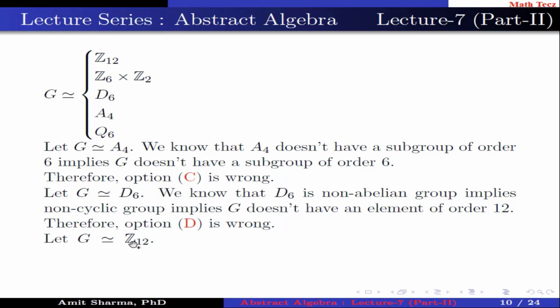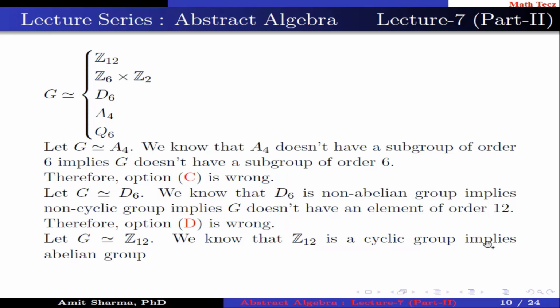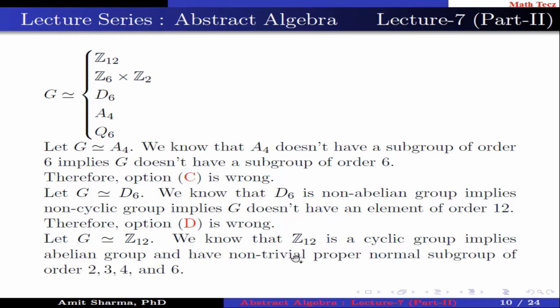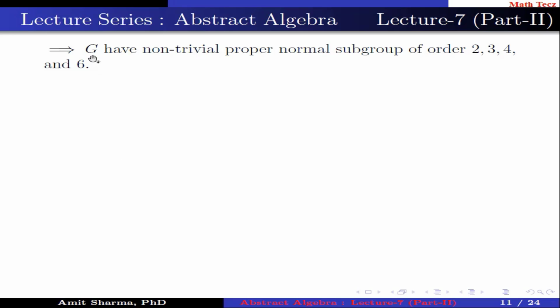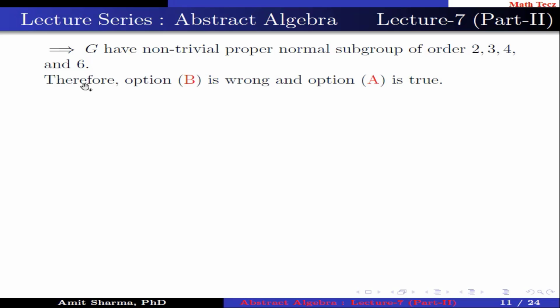Let G be isomorphic to Z12. We know that Z12 is a cyclic group, implies abelian group, and has non-trivial proper normal subgroups of order 2, 3, 4, and 6. Implies G has non-trivial proper normal subgroups of order 2, 3, 4, and 6. Therefore, option B is wrong and option A is true. Hence, option A is right.